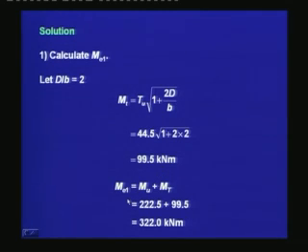Thus, Me1 is equal to Mu plus Mt, which is equal to 222.5 plus 99.5 is equal to 322 kilonewton meters. What we note is that in presence of torsion, we are designing for a higher flexural moment as compared to the original flexural moment. The original flexural moment was 222.5 kilonewton meters, but in presence of torsion we are designing for a moment which is 322 kilonewton meters.